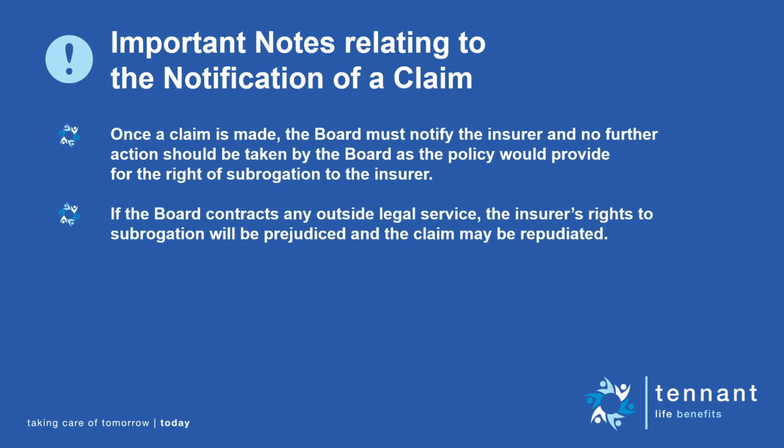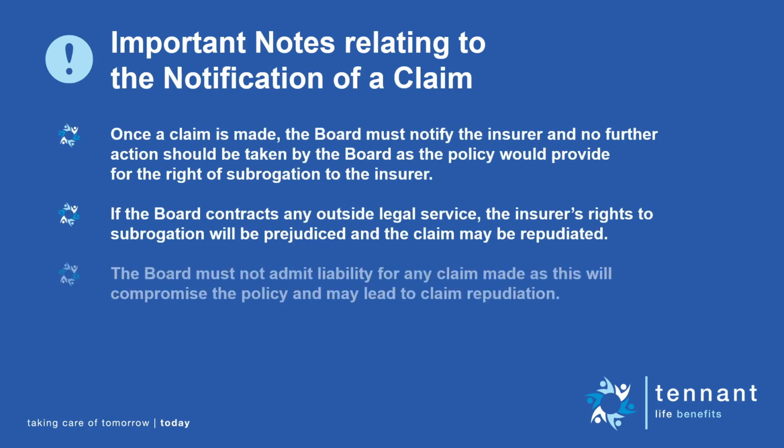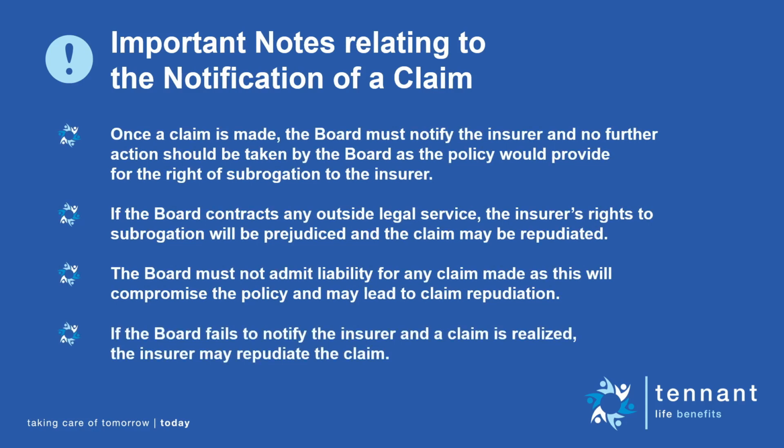This means that if an insurer would pay out a claim, they then have the right, in place of the policyholder, to recover debt or damages directly from the party whom the claim was made against. The board must not admit liability for any claim made, as this will compromise the policy and may lead to claim repudiation. If the board fails to notify the insurer and a claim is realized, the insurer may repudiate the claim.